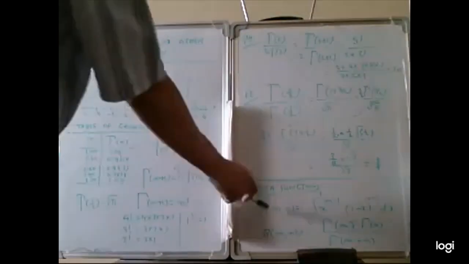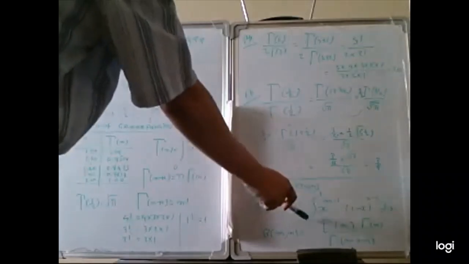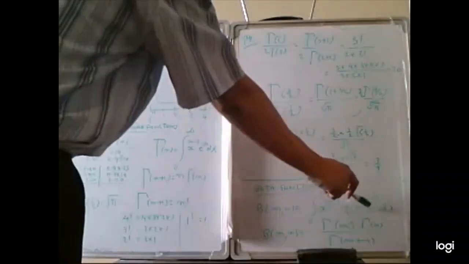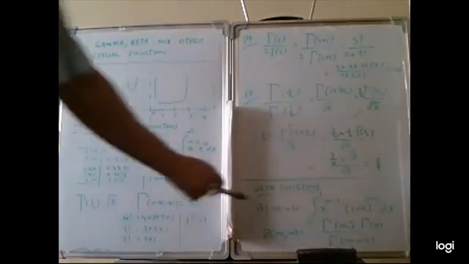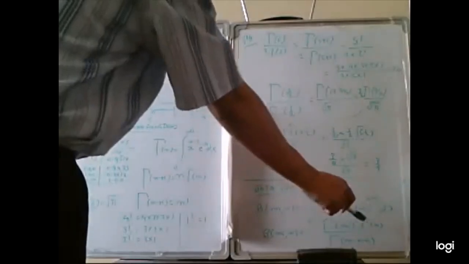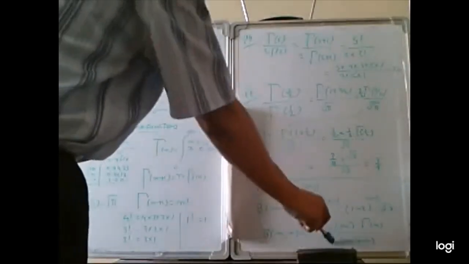The beta function equation is beta m, n equal to the integration from 0 to 1 of x power m minus 1 and 1 minus x power n minus 1. And beta m, n can also be written as the gamma function of m multiplying gamma function of n divided by gamma function of m plus n. So these formulas are utilized to calculate the beta function.